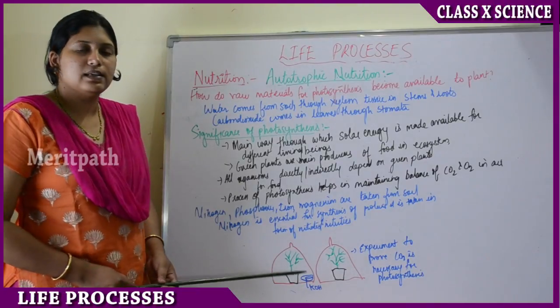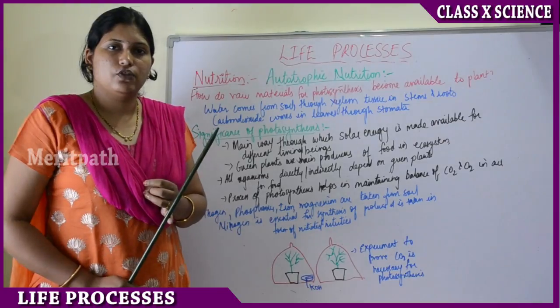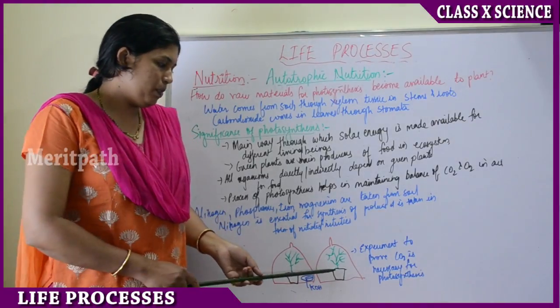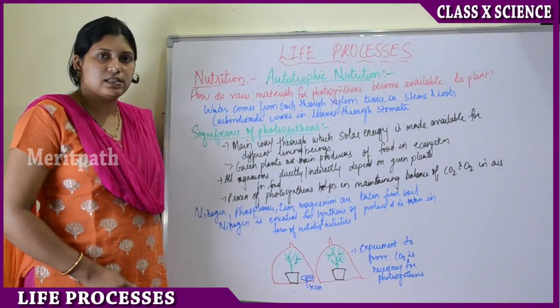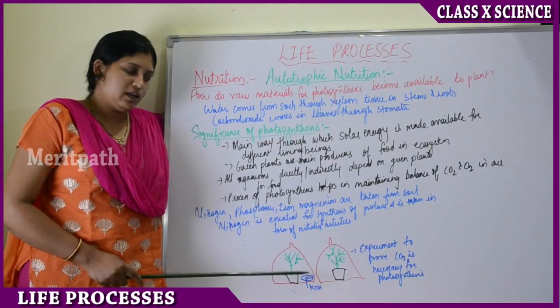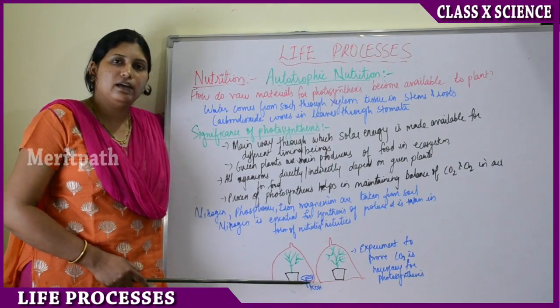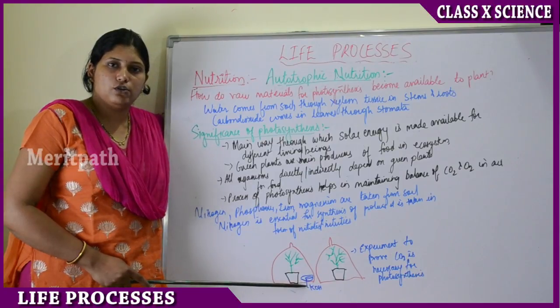This is a simple experiment to prove that carbon dioxide is essential for photosynthesis. We have to take 2 bell jars and 2 potted plants. We have to cover those 2 potted plants with the 2 bell jars. Inside one bell jar, we will keep a plate with potassium hydroxide solution in it.